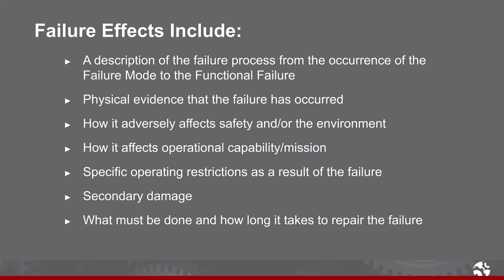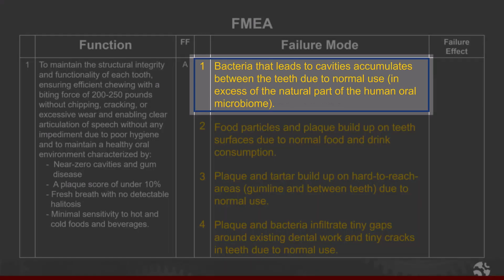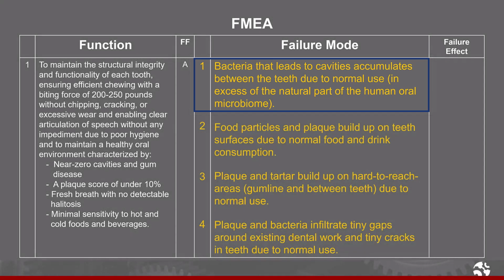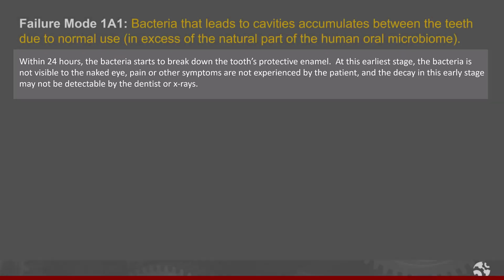Now let's go back to our case study and, using this structure, write the failure effect for our first failure mode. Bacteria that leads to cavities accumulates between the teeth due to normal use in excess of the natural part of the human oral microbiome. Within 24 hours, the bacteria starts to break down the tooth's protective enamel. At this earliest stage, the bacteria is not visible to the naked eye. Pain or other symptoms are not experienced by the patient, and the decay in this early stage may not be detectable by the dentist or X-rays.